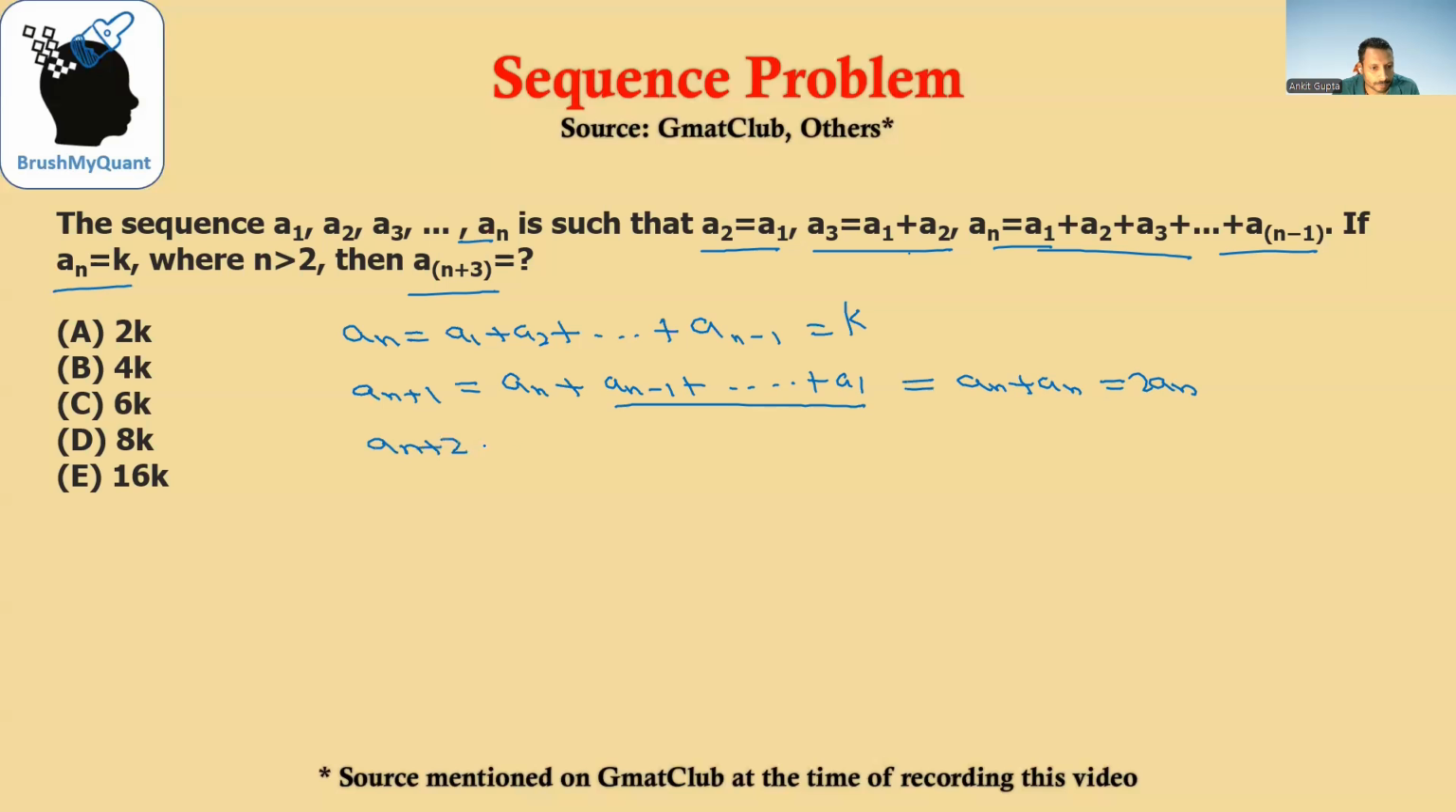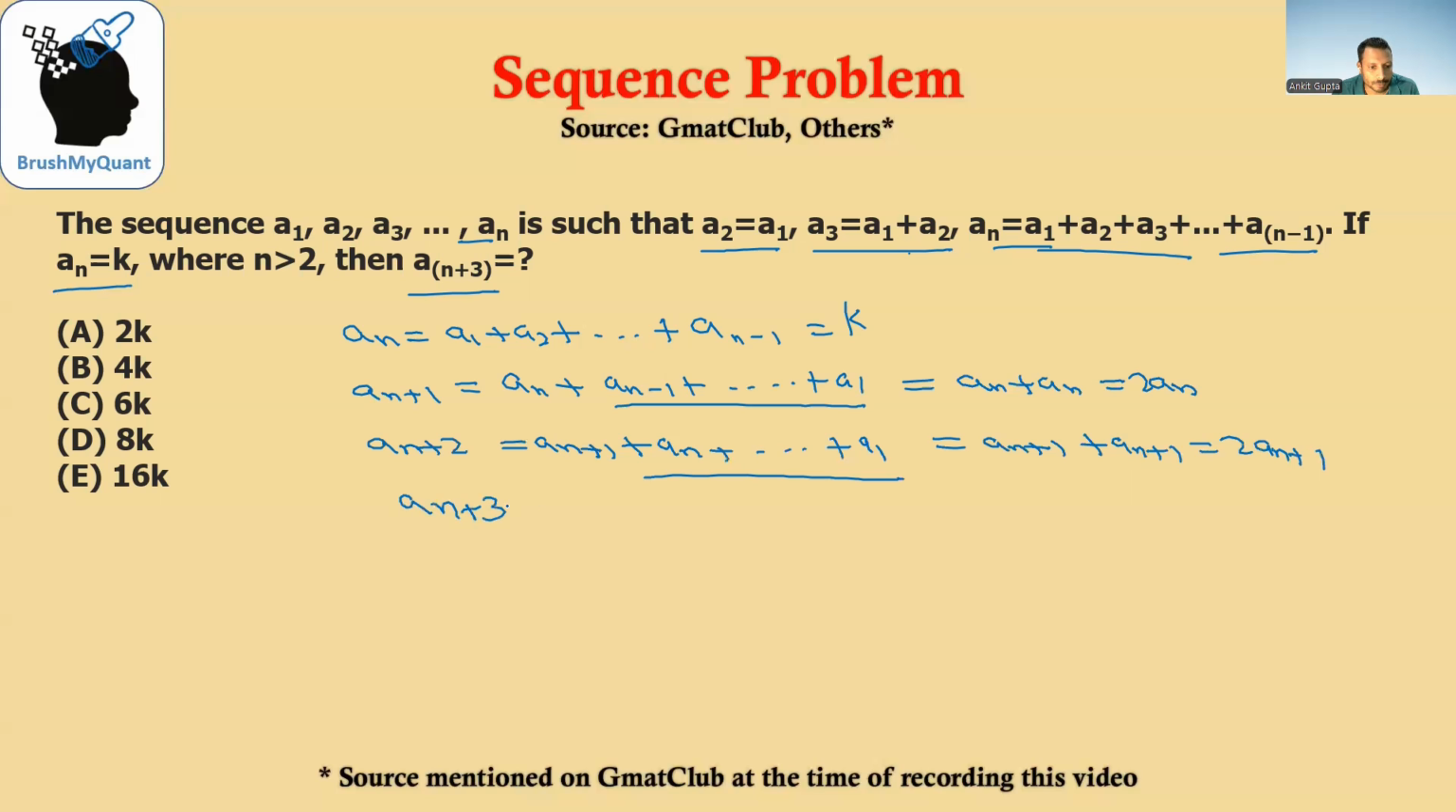Similarly, if we find A(n+2), we can write this as A(n+1), An, all the way till A1. Now, the sum of all these terms except A(n+1) is actually equal to A(n+1) itself. So this is equal to A(n+1) plus A(n+1), or equal to 2 times A(n+1).